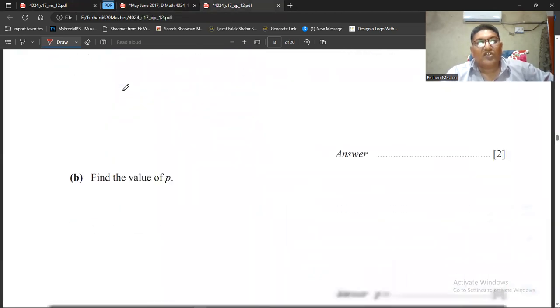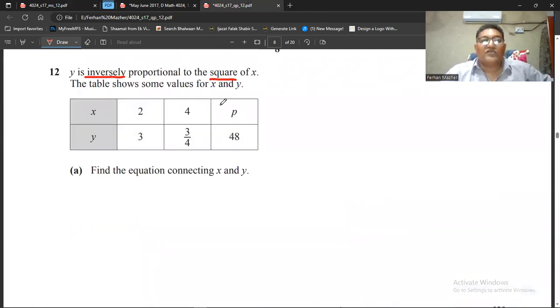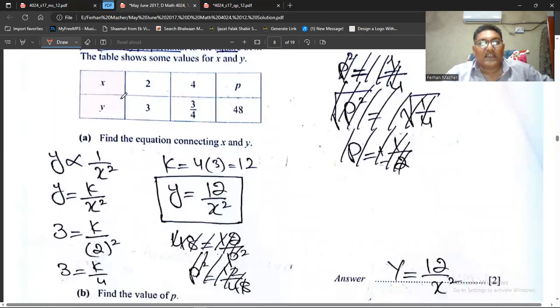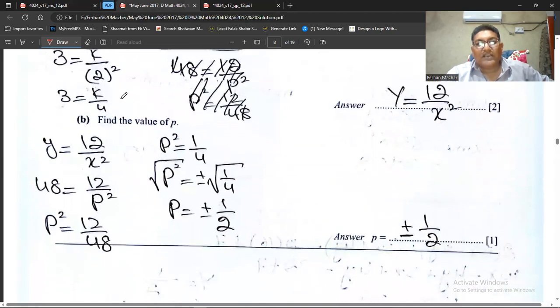Okay. So now question number 12 is the B part. They want me to find the value of P. Okay, so I want to find out the value of P. The x is equal to P. The y is 48. So I'm going to use that equation, which is y is equal to 12 divided by x square. In the place of y, I will put 48, and in the place of x, I will put P. So 48 is equal to 12 divided by P square.